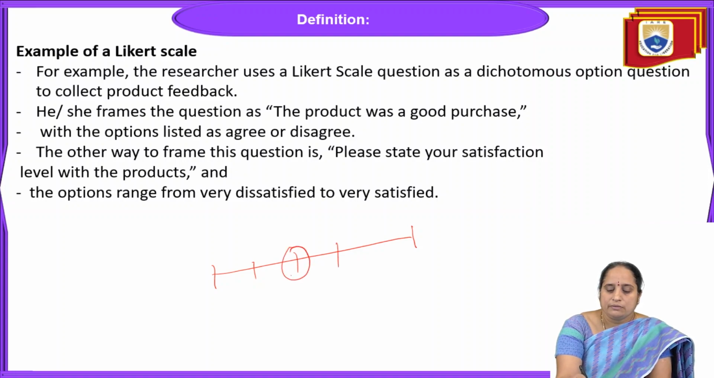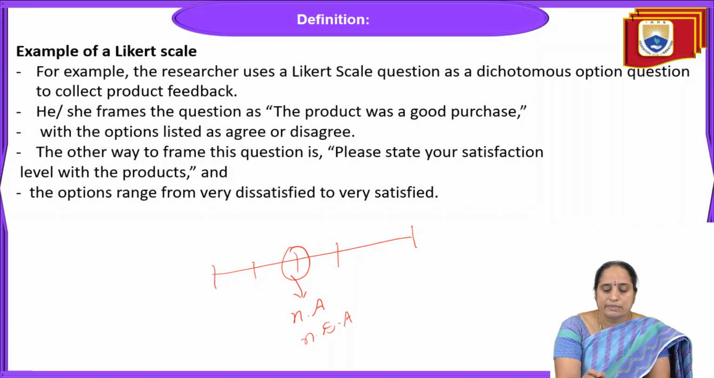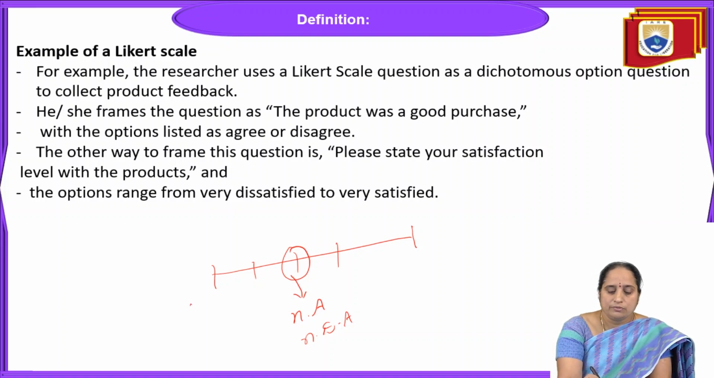The midpoint tells us neither agree nor disagree, so this is a neutral option. On the left side of this neutral option, we have the dissatisfaction levels, and on the right side it will be measurable in terms of satisfaction. The first one is highly dissatisfied, dissatisfied, then satisfied, highly satisfied.